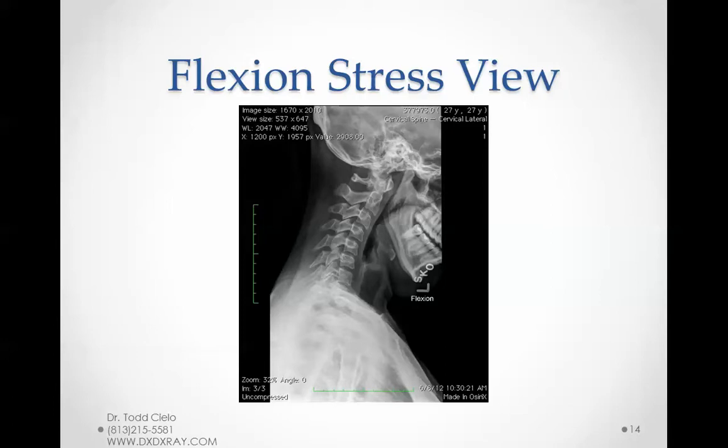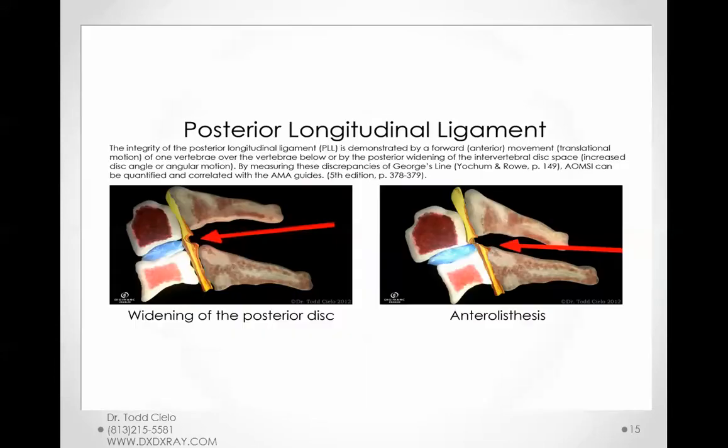Here's a typical stress view that we see in our offices all the time. You can see at C2, C3, there's forward movement. C3, C4, C4, C5, C5, C6, and C6, C7 is almost perfect. So this would be a typical flexion view. In all DXD reports, 3 views are required: a flexion, which is looking down, extension, which is looking up, and a neutral, because we need a reference point. AMA guidelines likes those linear flexion extension views.